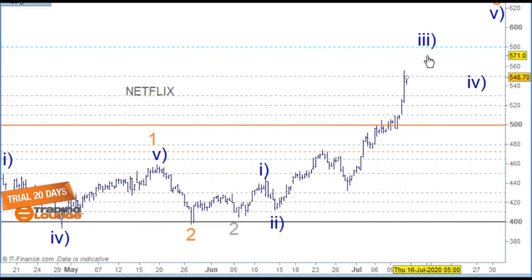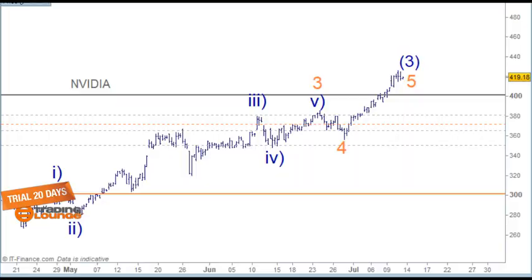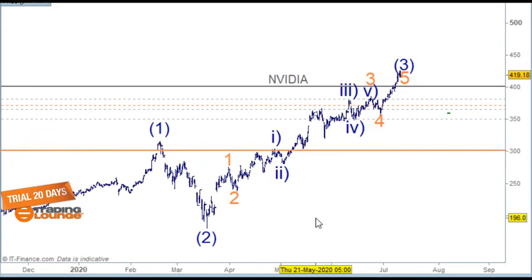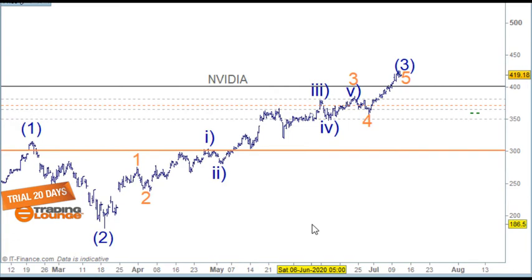Okay, so let's have a look at NVIDIA next. I'm not sure exactly what I've done here. Let me just check.